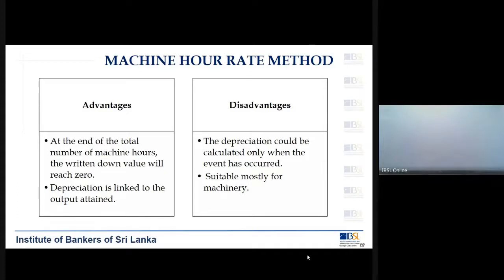Okay, so let's go to the example quickly. What does it say? The cost of purchase of a machine was 600,000. It is expected to run 50,000 hours, after which the salvage value will be 100,000. Here we have a salvage value. Okay, you have to be very careful. Calculate the depreciation per machine hour.